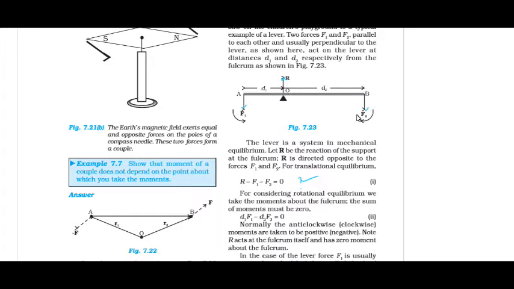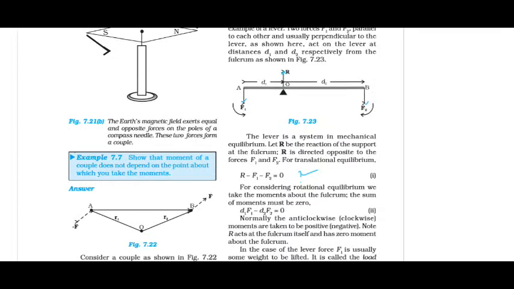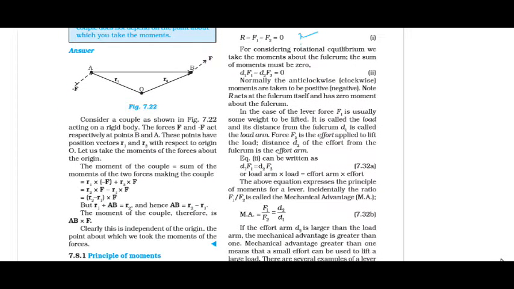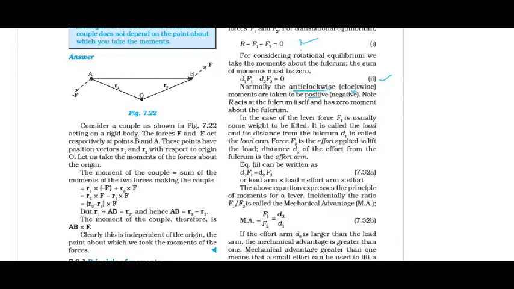Opposite to d1 f1. So negative sign. This is equation 2. Normally the anti-clockwise or clockwise movements are taken as positive or negative. Anti-clockwise are taken positive and clockwise are taken negative. So check here.